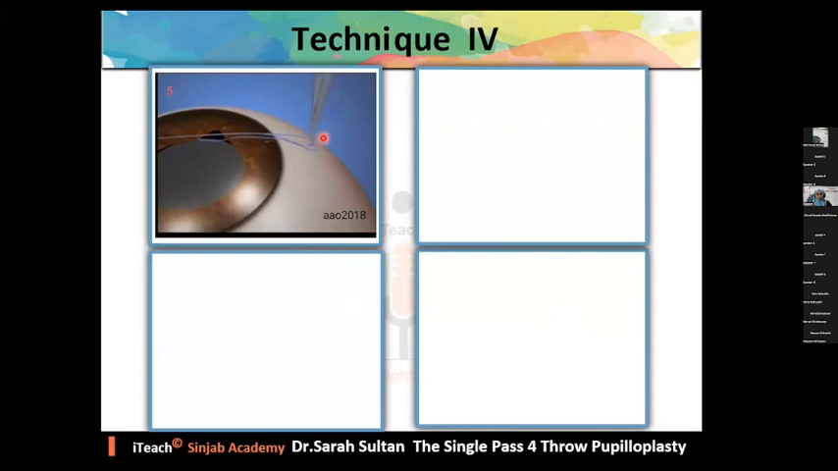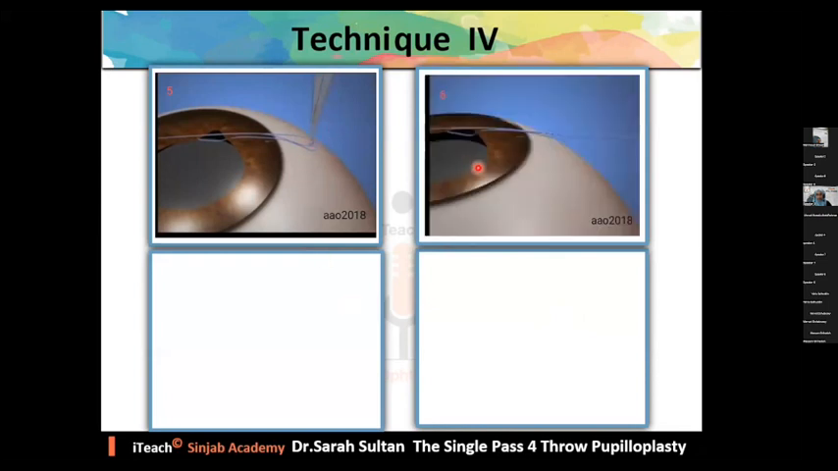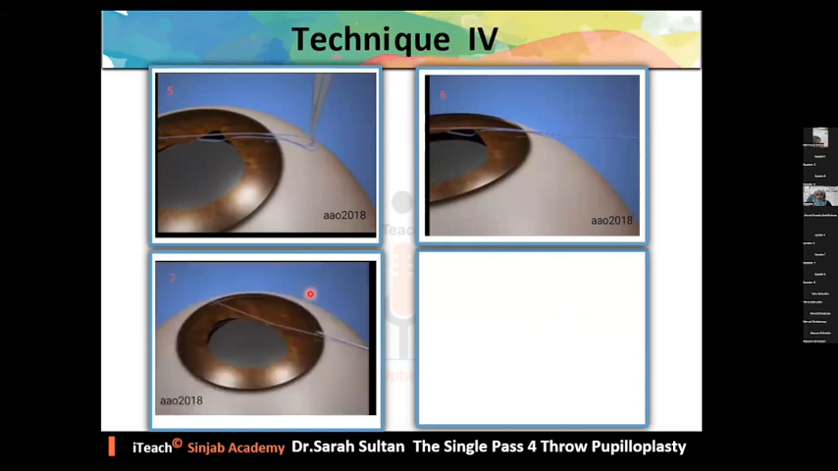And this is 4 throws. This is a helical loop sliding inside the anterior chamber. The two ends of the sutures are pulled away from each other. With microscissors, finally cut the end.